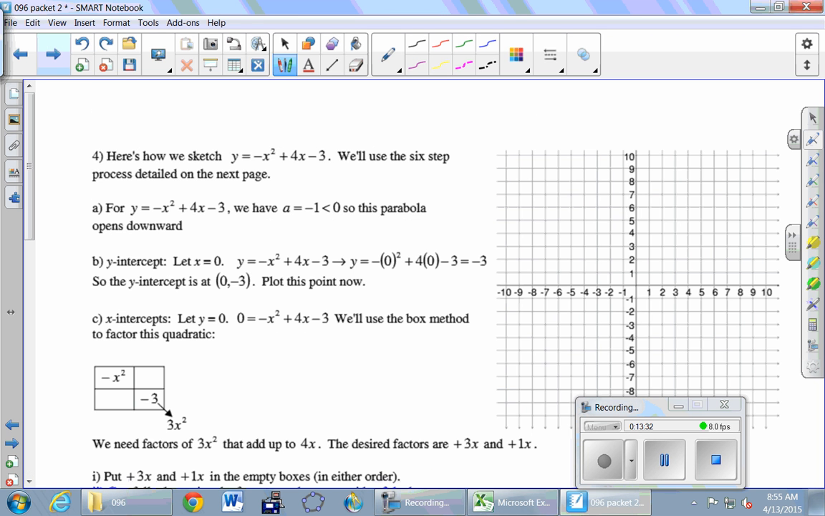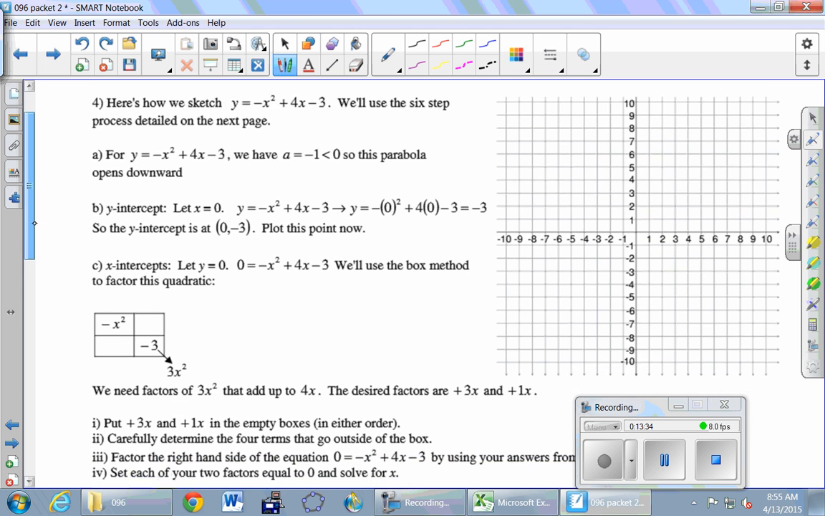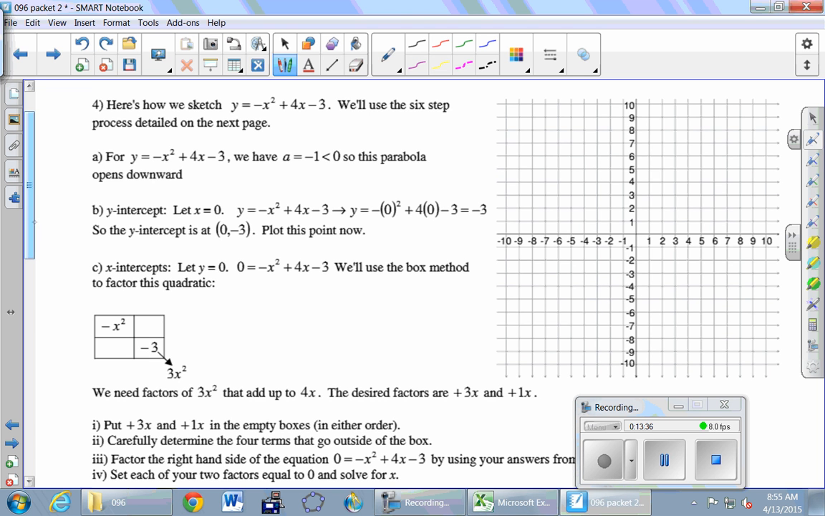Okay, so on the next page, we're going to kind of put everything together and use a 6-step process to graph a parabola. So we're going to sketch this guy right here, y equals -x² plus 4x minus 3. And the steps are mostly written out here. And again, the process is on the next page, which you can look at while you do the activity. But let's go ahead and read through this and do a little bit of graphing.